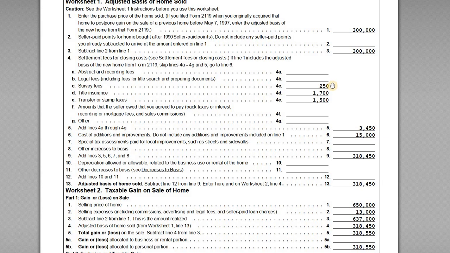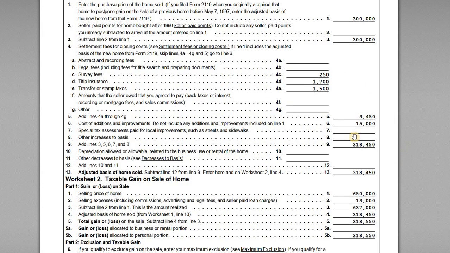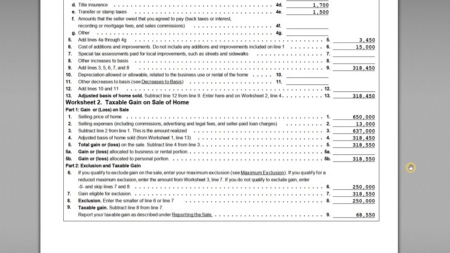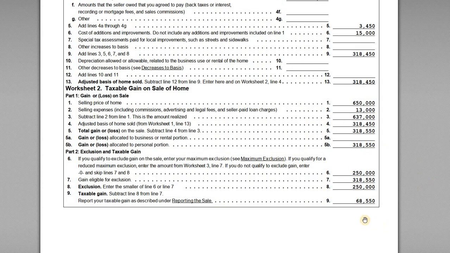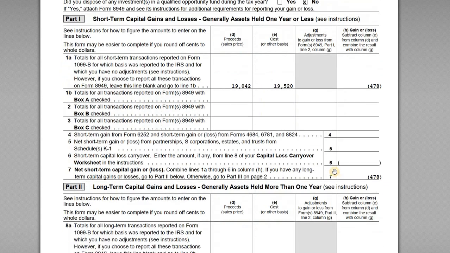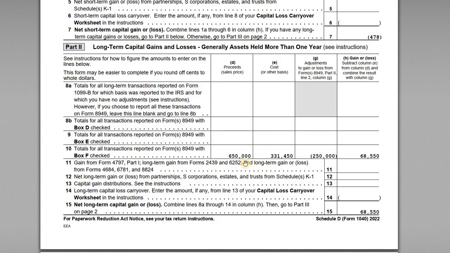So we can see some of the closing costs, right? The survey fees, the title insurance, some transfer taxes. On line 6 here, we entered the cost of additions and improvements, right? So we did have some capital improvements. We redid that whole kitchen. And so we get an adjusted cost basis. And then ultimately at the end here, we're going to get our adjusted taxable gain, right? So there we can see our $68,550 amount. And that is, of course, what's also being reported up on the 8949. And then ultimately it's being reported again on Schedule D. So in Schedule D, in the long-term section, we have our amounts coming through from 8949 related to the sale of our principal residence.